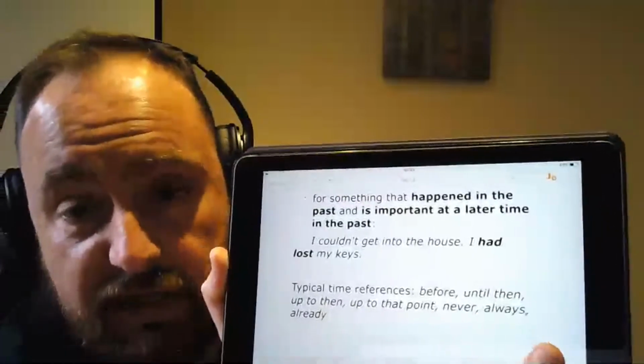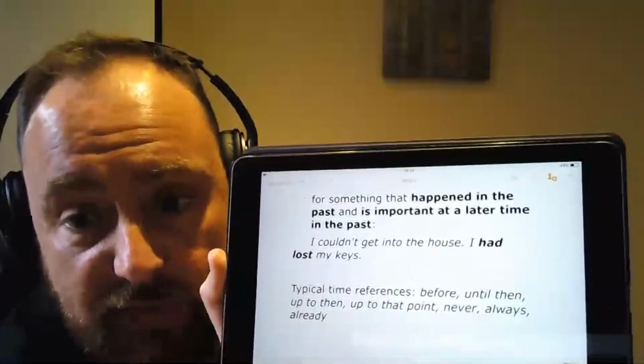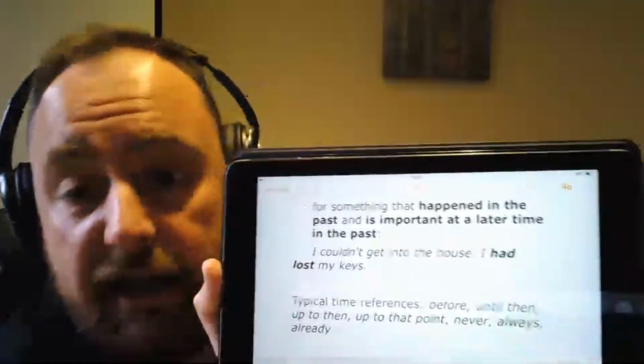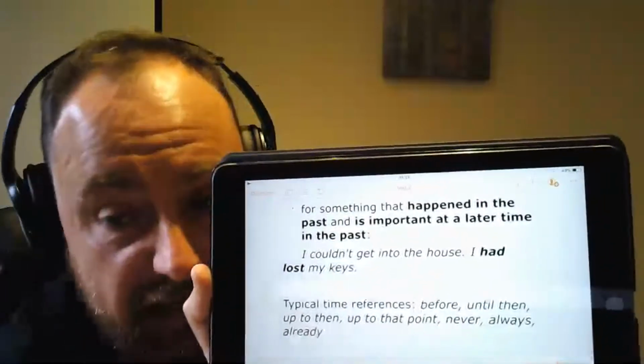It's important, just like I said, I can't get into the house. I've lost my keys. But in the past, I couldn't get into the house. I had lost my keys.